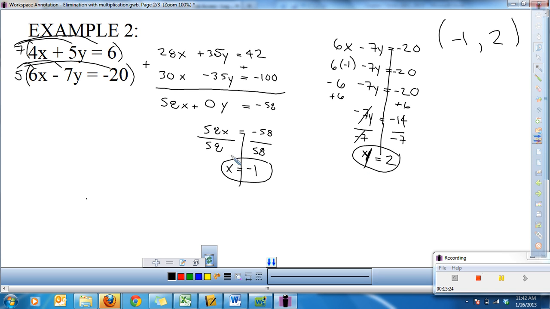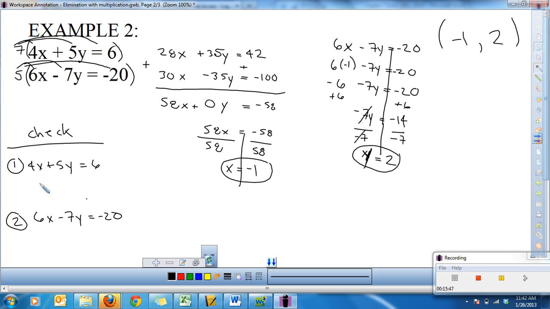Now, I need to check this. I need to make sure that it's correct. So I'm going to use my two original equations. 4x plus 5y equals 6, and 6x minus 7y equals -20. Alright, let's see if it works.